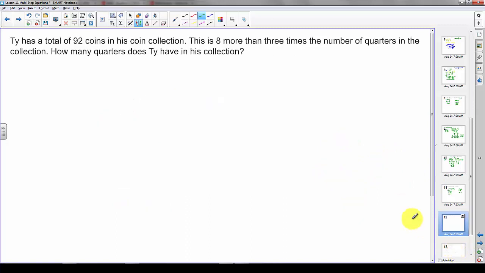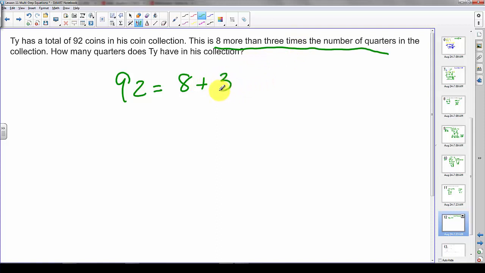Next problem. We have Ty has a total of 92 coins. And that 92 coins represents 8 more than 3 times the number of quarters he has. So that 92 is 8 more, so 8 plus 3 times his quarters. And we want to know how many quarters he has.